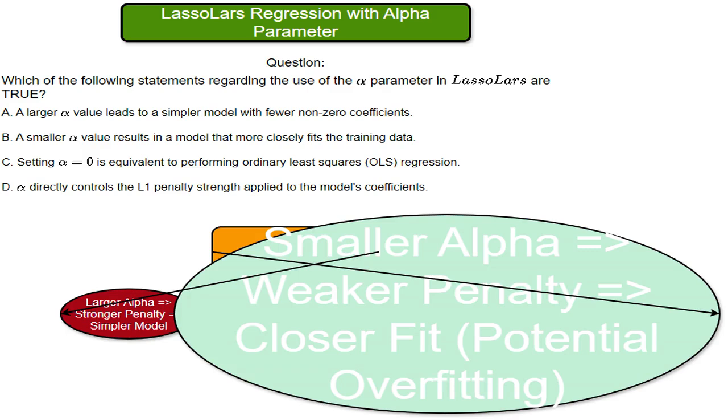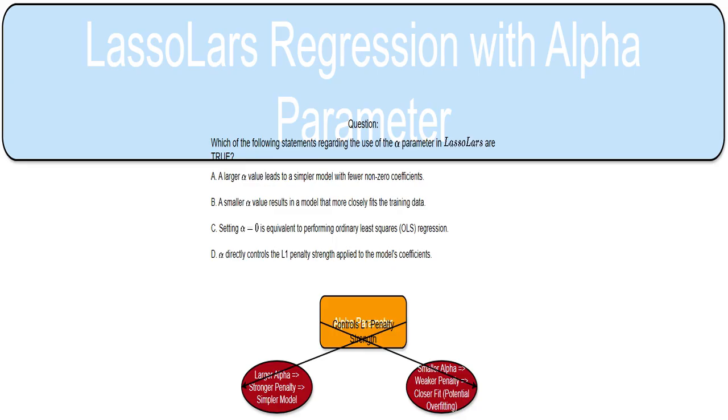Conversely, a smaller alpha eases up on the penalty. The model is freer to fit the training data closely. This can be awesome, but also risky. A close fit to the training data might mean overfitting, performing really well on the training data, but poorly on unseen data.